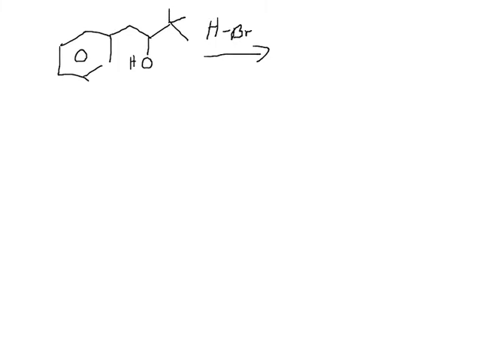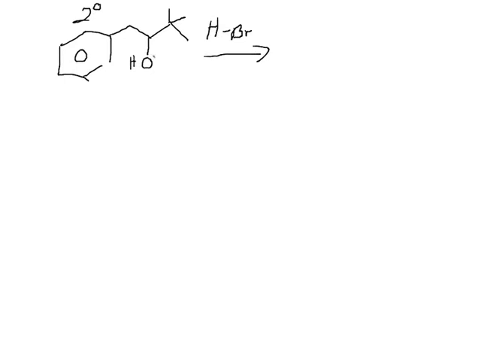Okay, so I have a pre-drawn problem here with a secondary alcohol. So let's talk about this. This is a secondary alcohol, right? We have HBr. So if we have HBr and a secondary alcohol, we should be thinking probably substitution, right? And probably what type of substitution? SN what? SN1. SN12 is not an answer. SN1 probably, right?